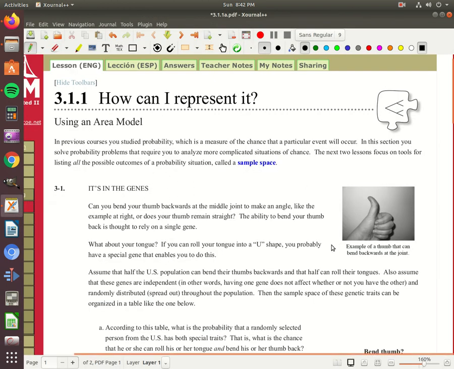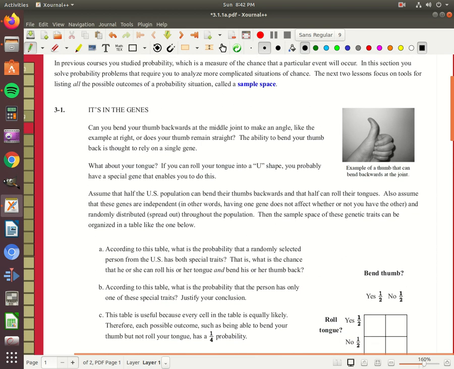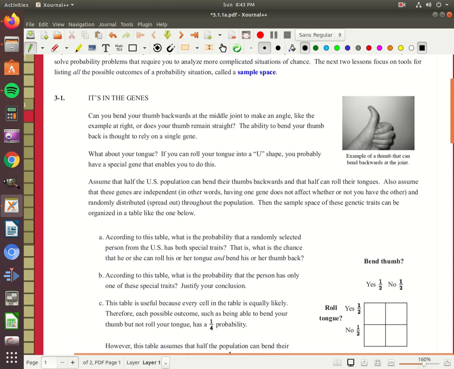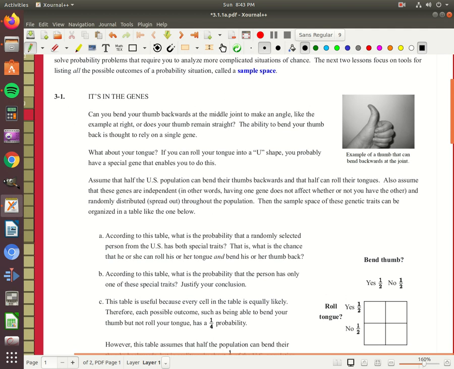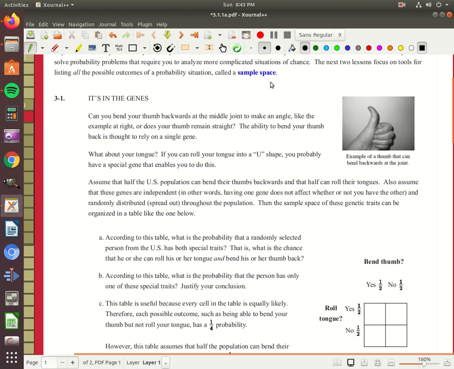In previous courses, you studied probability, which is a measure of the chance that a particular event will occur. In this section, you solve probability problems that require you to analyze more complicated situations of chance. The next 2 lessons focus on tools for listing all the possible outcomes of a probability situation, called the sample space. So the sample space is all the total things that can possibly happen. The sample space of flipping a coin is heads and tails. That's all the things that can happen. The sample space of rolling a die is 1, 2, 3, 4, 5, or 6, because that's all that can happen.